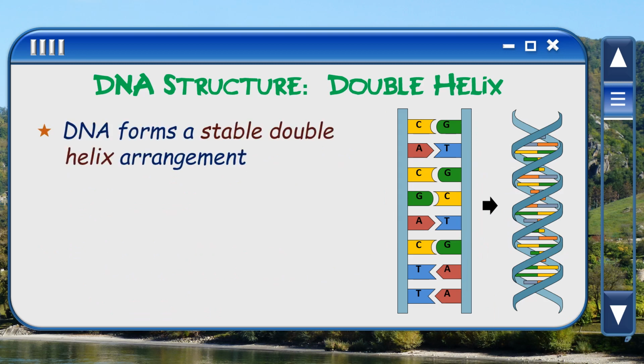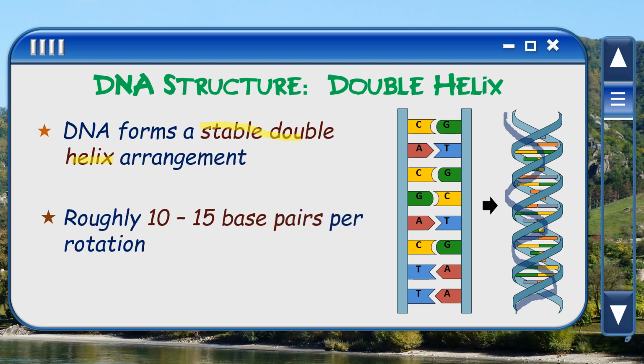DNA forms a stable double helix arrangement. The helix arrangement is the one that we see going on twisting. That is what we are referring to as the double helix arrangement.